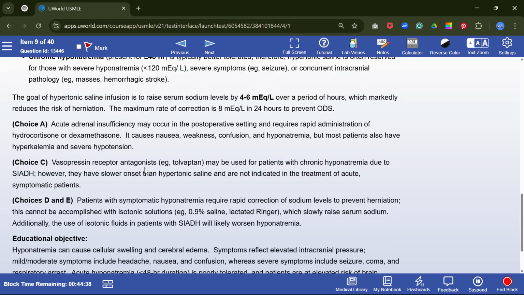Yes, patients with symptomatic hyponatremia require rapid correction of sodium levels to prevent herniation. This cannot be accomplished with isotonic saline, 0.9% saline and lactated Ringer's, which slowly raise serum sodium. Additionally, the use of isotonic fluid in patients with SIADH will worsen hyponatremia.